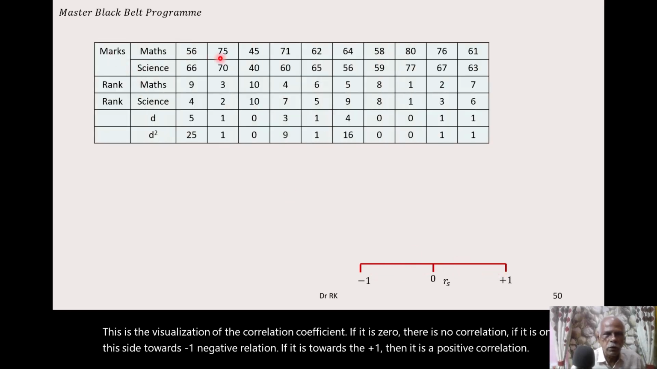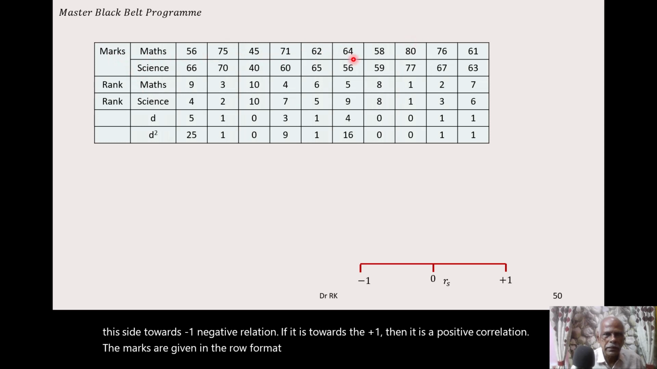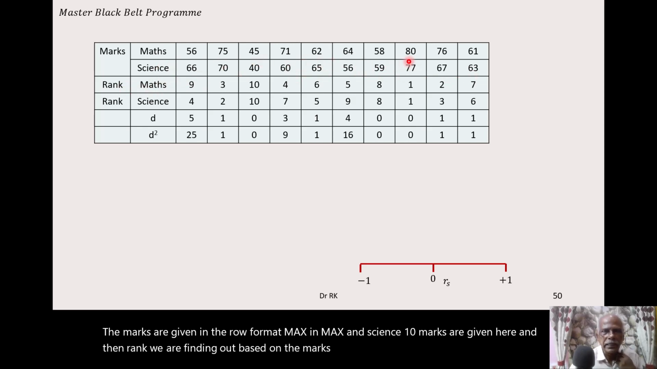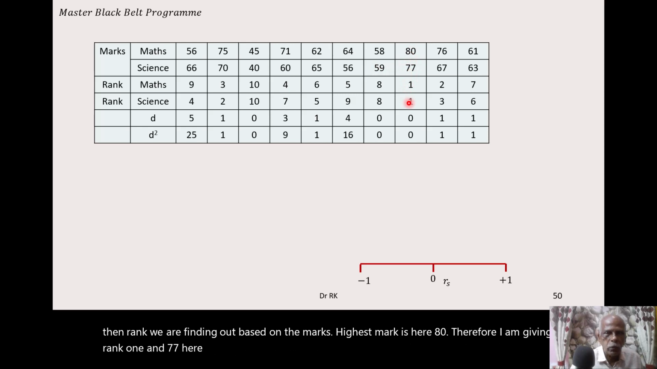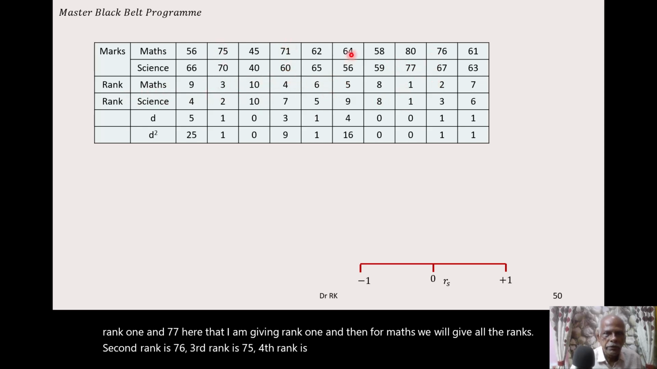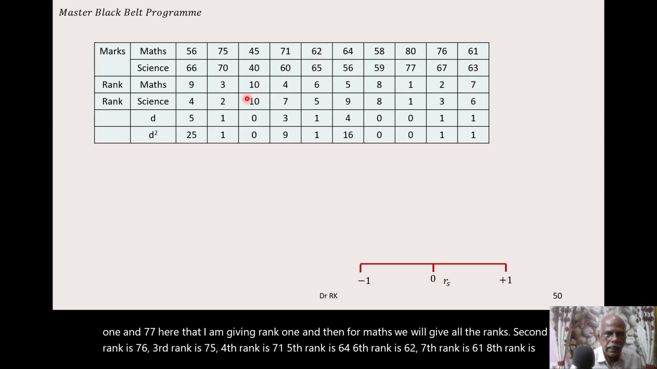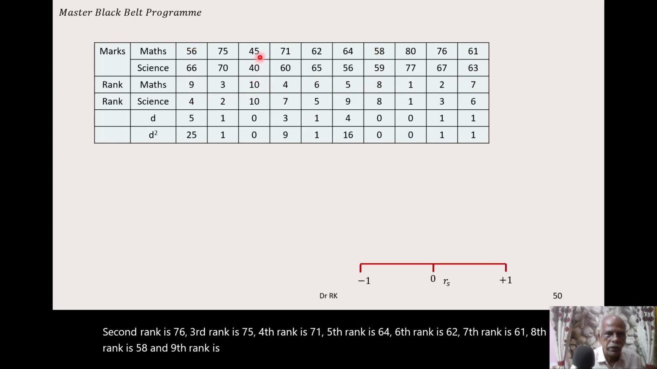The marks are given in row format, maths 10 marks and science 10 marks. Then we find the rank based on the marks. The highest mark here is 80, therefore I give rank 1, and 77 here, therefore rank 1. Then for maths we give all the ranks. Second rank is 76, third rank is 75, fourth rank is 71, fifth rank is 64, sixth rank is 62, seventh rank is 61, eighth rank is 58, ninth rank is 56, and 10th rank is 45.